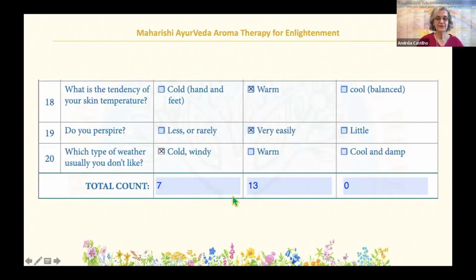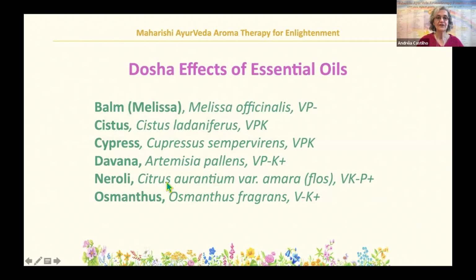Now, a next example is scores of 7, 13, and 0, which means 7 Vata, 13 Pitta, 0 Kapha. This person is a Pitta Vata. So the same list will apply very differently for this person. This person is a Pitta Vata, so reducing Vata and Pitta is good. Balancing Vata Pitta Kapha is good.